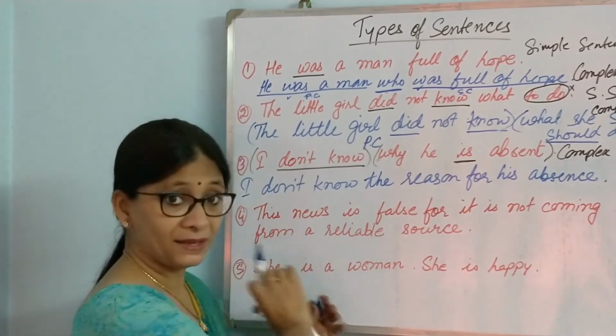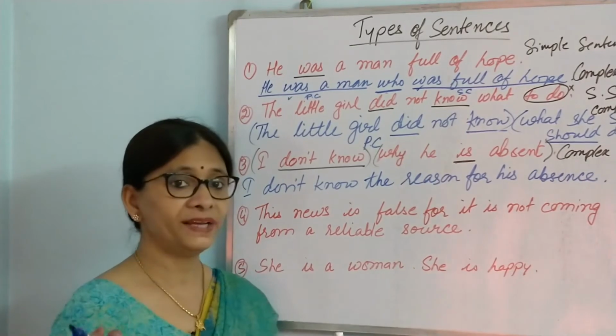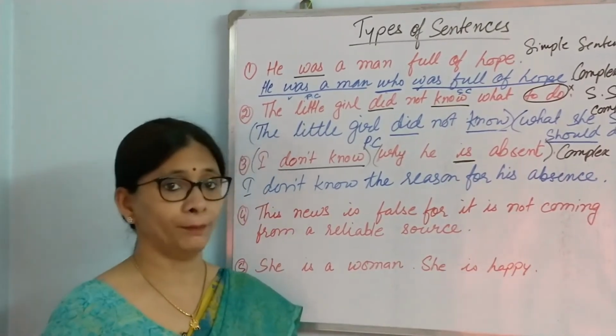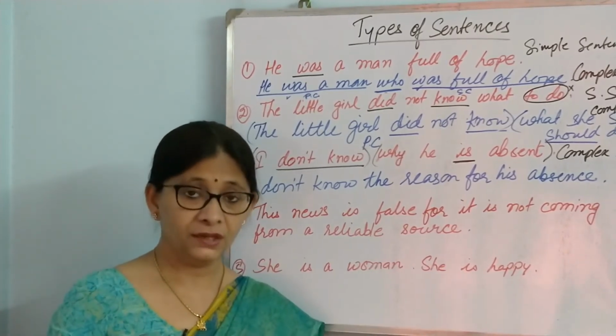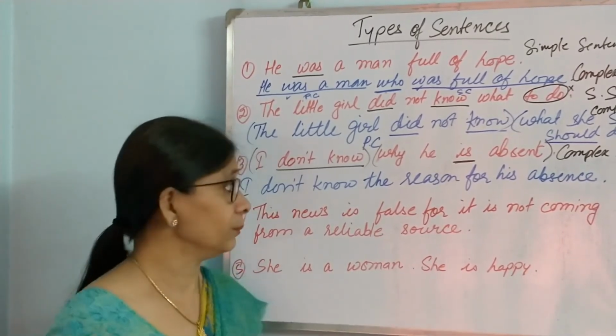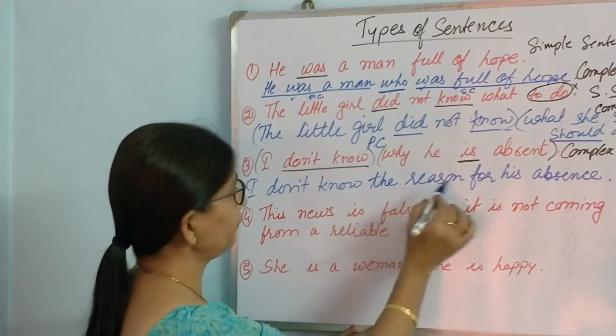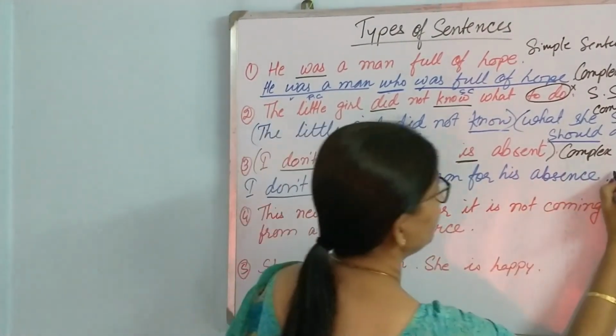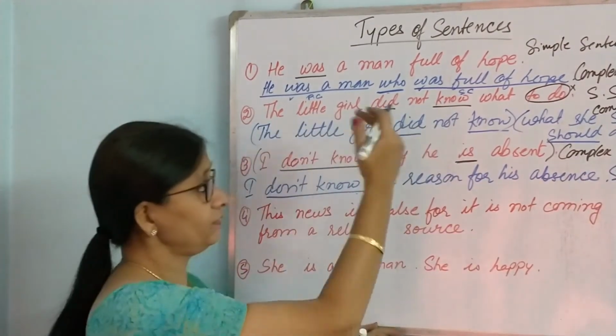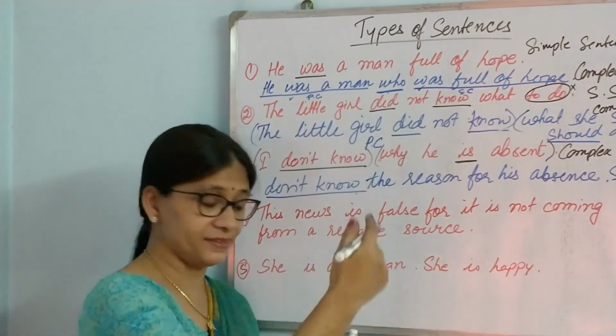So just by seeing a big sentence, don't take it for granted that it will be complex or compound. It can be a simple sentence also, because the group of words may be just a phrase without any verb. So this is that. I don't know the reason for his absence. It has got only one verb, "don't know," and this is a simple sentence. So this is how we bring about change in the sentence.